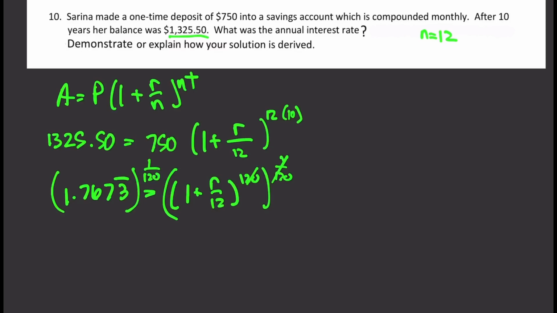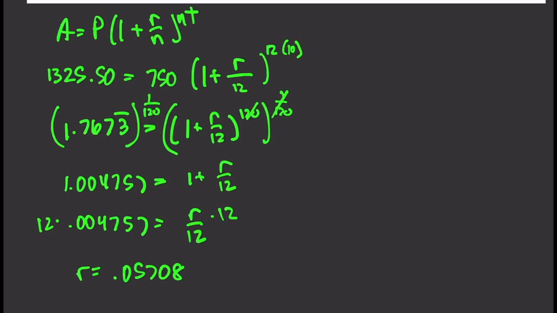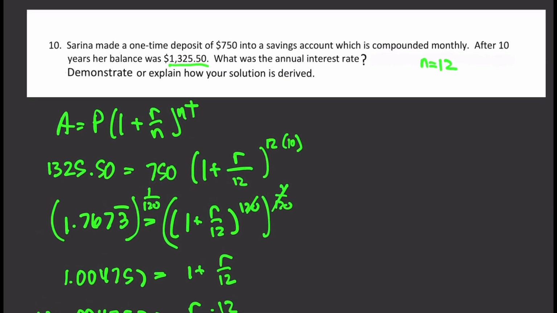Again, all this information here is in the calculator. I'm just going to raise that to the 1 over 120th power, and that is going to be 1.004757, and that's going to equal 1 plus R over 12. Now I'm going to subtract 1 from both sides, and that's just going to be 0.004757 equals R over 12. And then lastly, I'm going to multiply both sides by 12, and R is going to be 0.05708 to 5 places.